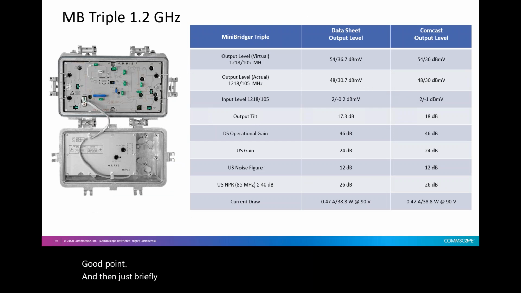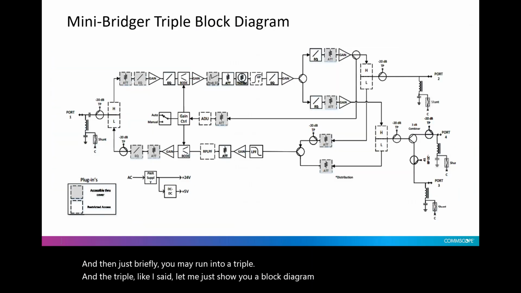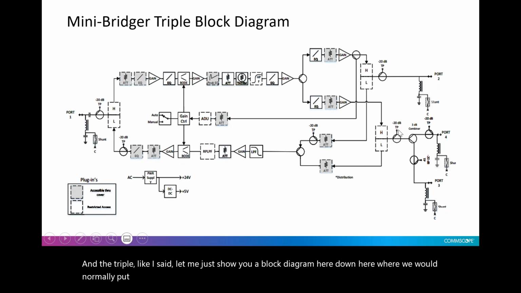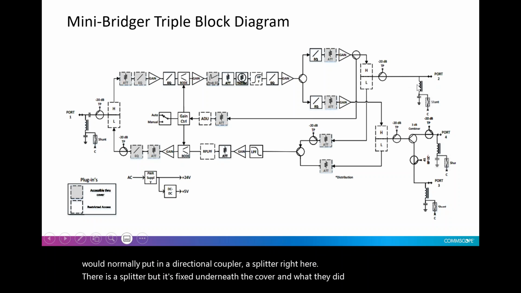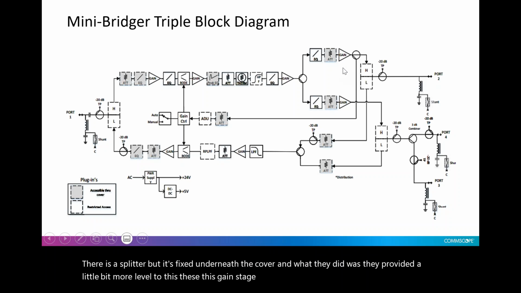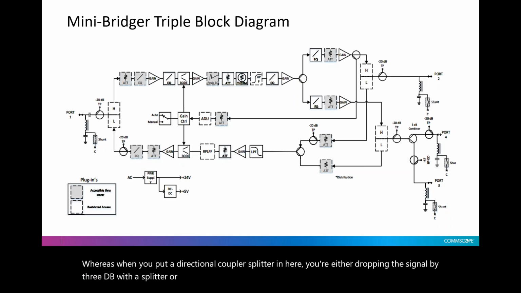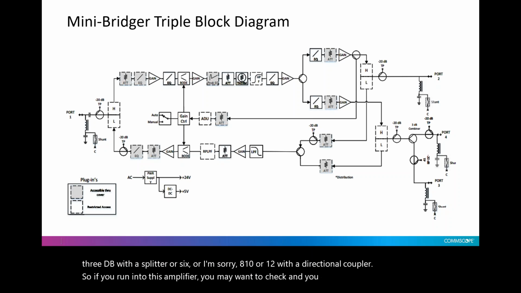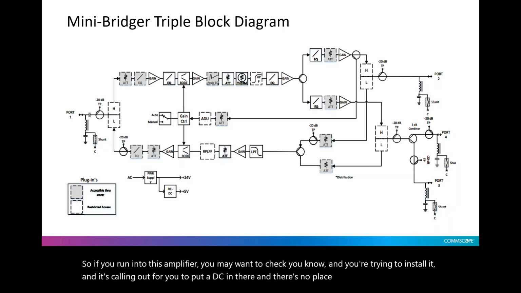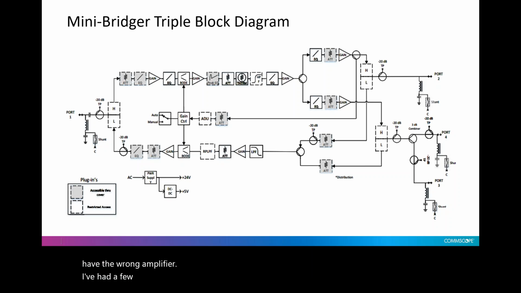And then just briefly, you may run into a triple. Let me show you a block diagram here. Down here, where we would normally put in a directional coupler or a splitter, there is a splitter, but it's fixed underneath the cover. They provided a little more level to this gain stage, the same as the standard mini bridger here, and got all outputs being the same. Whereas when you put a directional coupler or splitter in here, you're dropping the signal by 3 dB with a splitter or 8, 10, or 12 with a directional coupler. So if you're trying to install it and it's calling out for you to put a DC in there and there's no place to put a DC, you probably have the wrong amplifier. I've had a few calls about that in the last couple weeks.